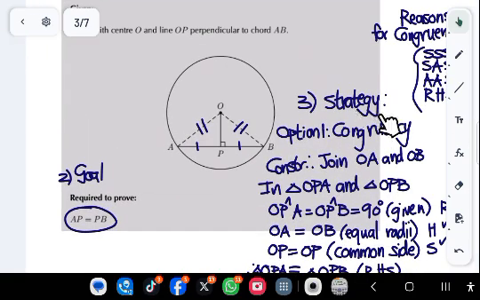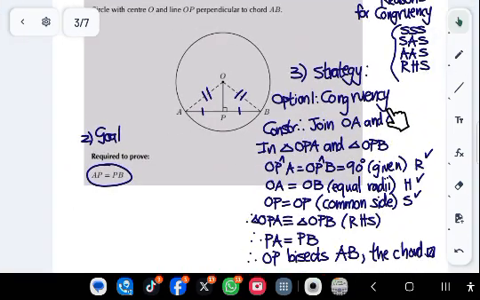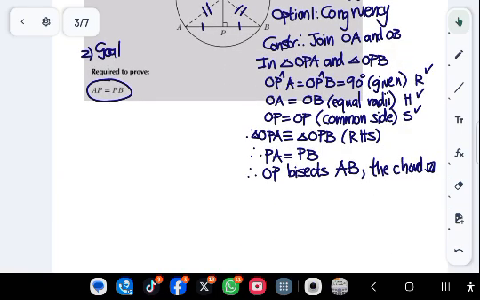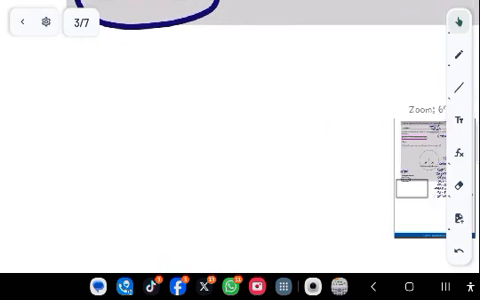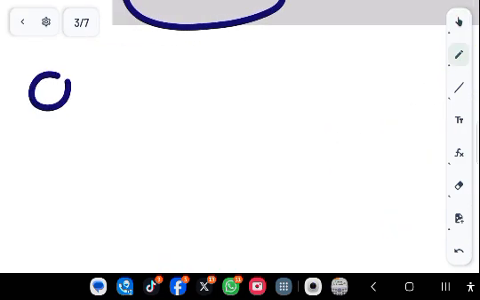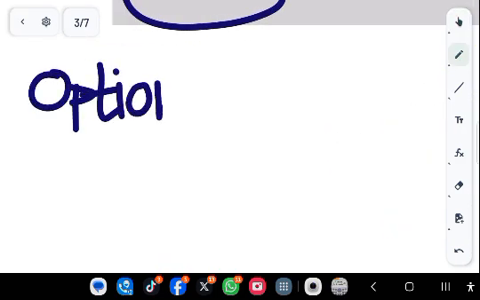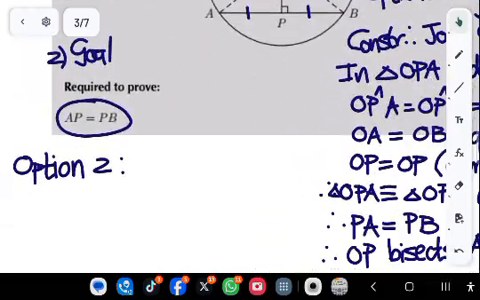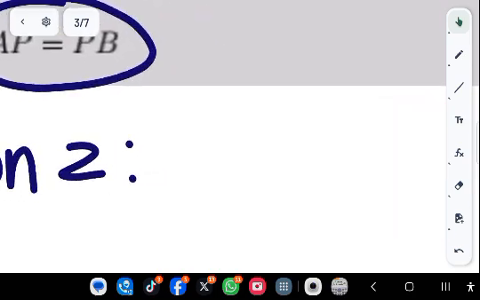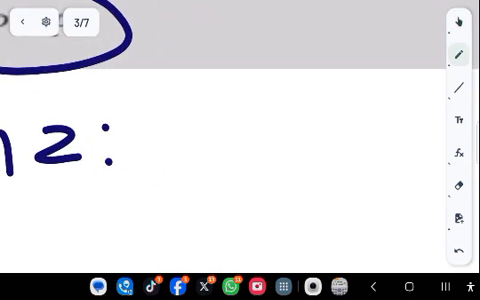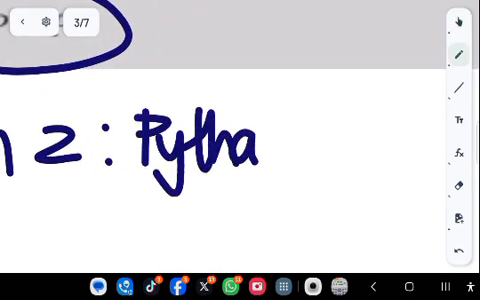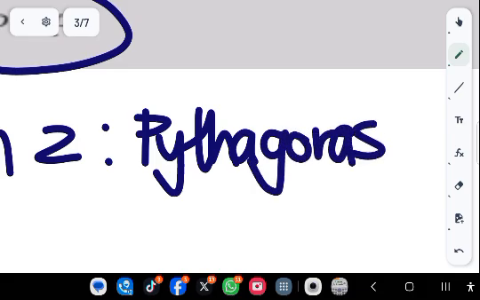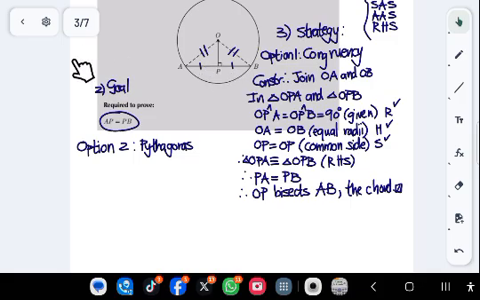Number three, we looked at the strategy. The first option is the congruency, and this is how we applied it. Now let's look at option two, the other way you can prove this theorem, so that you choose one. You don't need to do both of them during a proof. One is more than enough. Option two is Pythagoras. So we use the theorem of Pythagoras to prove that AP equals PB.